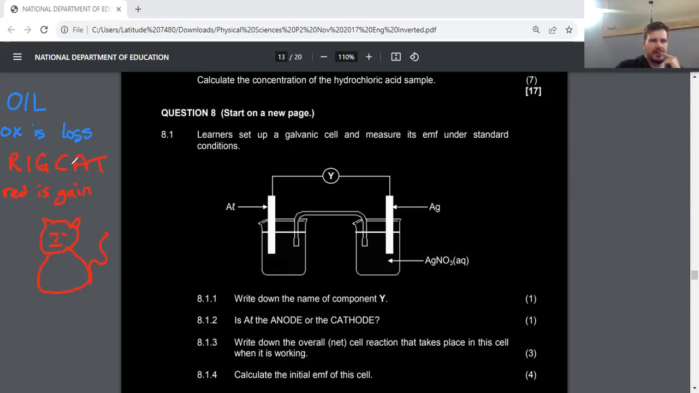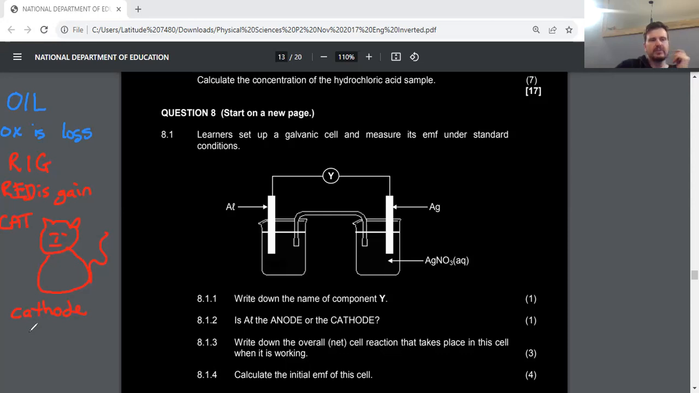And the other bit is red cat, which is kind of part of this. Let's erase this and write our red, the reduction part of the rig, and let's write the cat there. Which means that reduction takes place at the cathode.